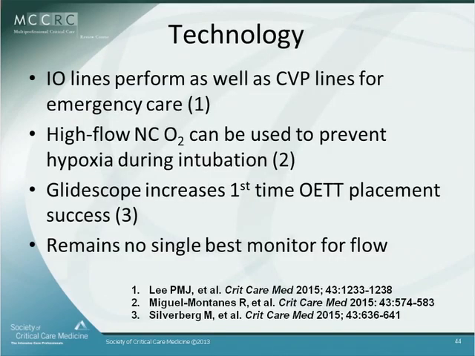Technology, important technology notes. IO lines are just as good as CVP lines for emergency care. They are now part of many facilities' code carts and emergency response teams. You may not be using high-flow nasal cannula O2 as an adjunct to maintain oxygenation while you are intubating your patient, but that works well too. And for trainees that are intubating, a glide scope is invaluable in increasing the likelihood of first-time oral endotracheal tube placement. And no, there still isn't a single best monitor, despite anyone visiting you and touting their goods.